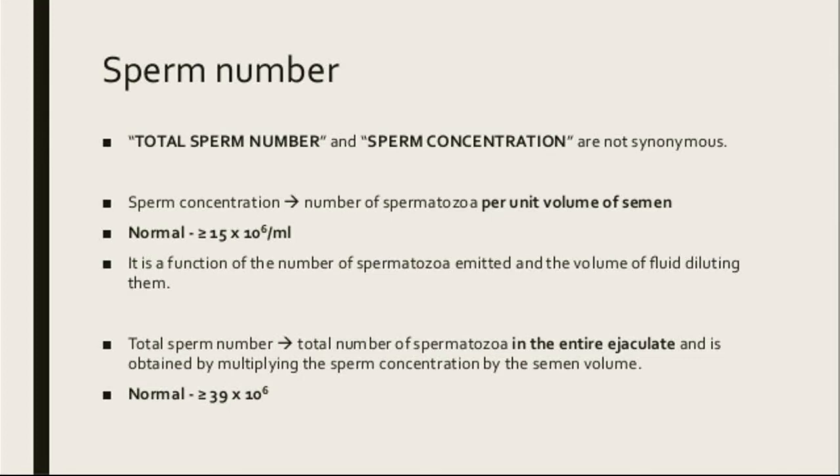Total sperm number is the total number of spermatozoa in the entire ejaculate and is obtained by multiplying the sperm concentration by the semen volume. Normal value is more than or equal to 39 into 10 to the power 6.